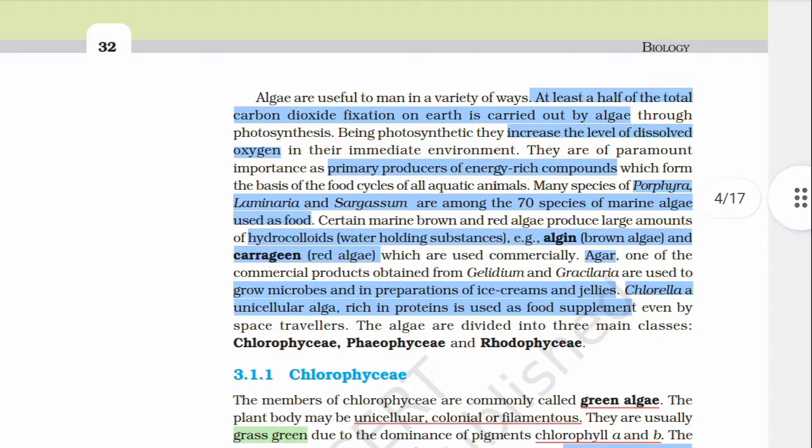And the seventh point is Chlorella. Chlorella, a unicellular algae, is rich in protein and it is used as a food supplement. Even the space travelers, they cannot take foods to space, so they take Chlorella, that is unicellular algae, that provides them with proteins. So already we have seen a unicellular algae, that is Chlamydomonas, and now Chlorella. So two unicellular algae, that are Chlamydomonas and Chlorella. Okay. Now the algae is divided into three classes: Chlorophyceae, Phaeophyceae, and Rhodophyceae. We will see each one of it.